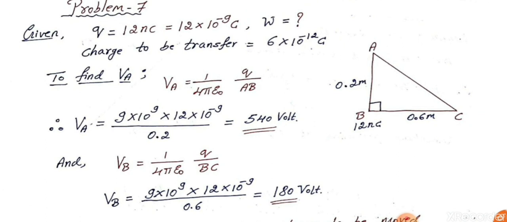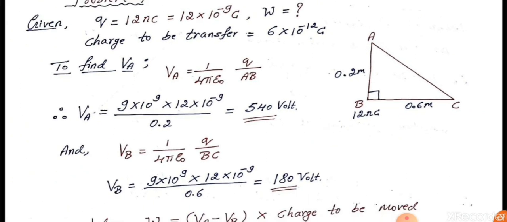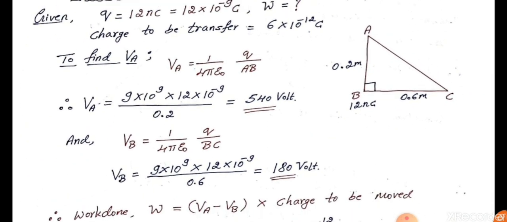Here you observe there is only one charge, that is 12 nanocoulomb, placed at B. From that charge there is a potential at point A and also at point C. At a distance of 0.2 meter there is a potential, that is VA. At a distance of 0.6 meter there is a potential at point C, that is VC, or VB you can take. First find out the two potentials here.